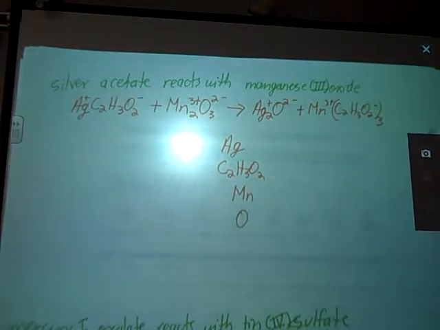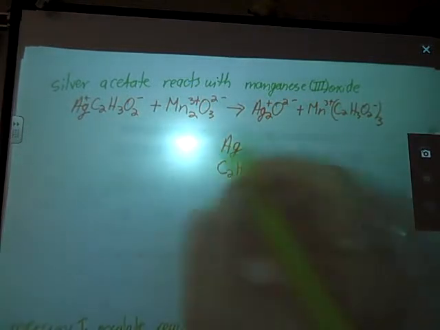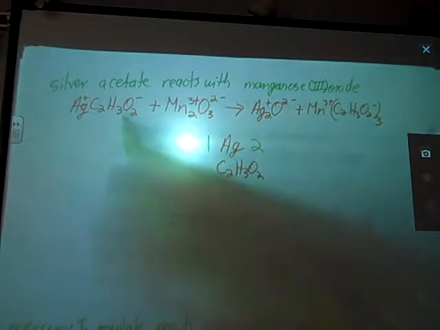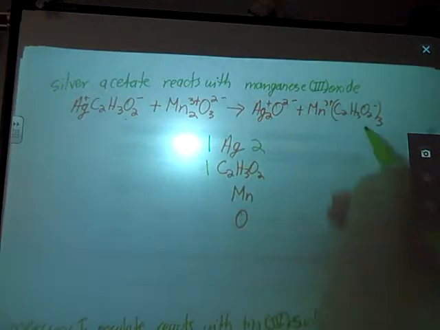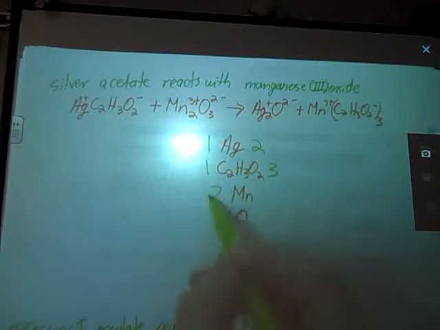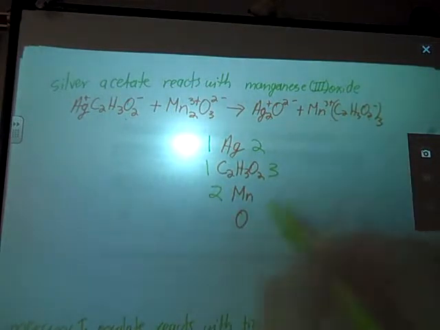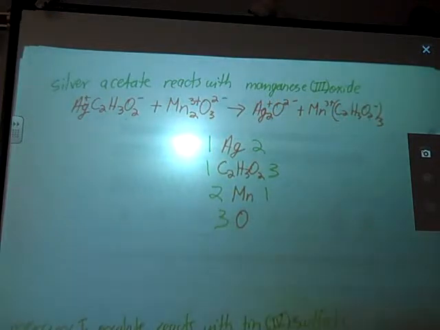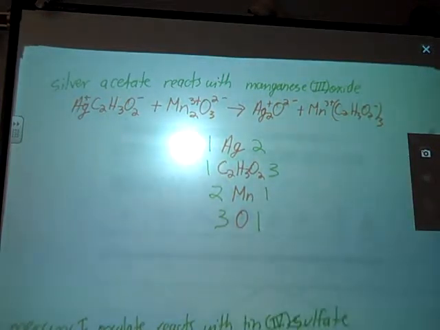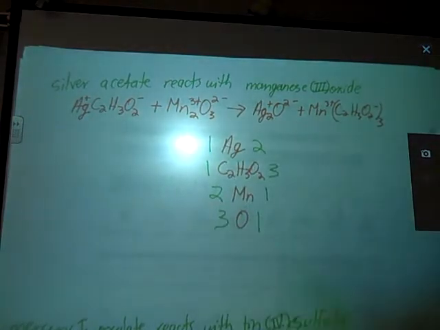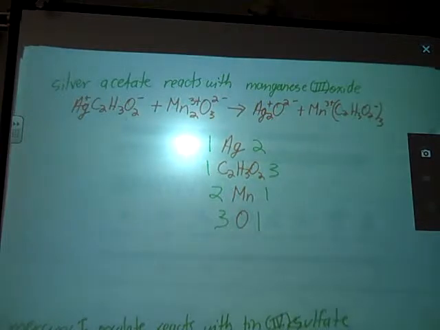Now we're going to count. 1 silver on the left, 2 silvers on the right, 1 acetate on the left, 3 acetates on the right, 2 manganese on the left, 1 manganese on the right, 3 oxygens on the left, 1 oxygen on the right. Now, in case you hadn't noticed, left side most definitely does not equal right side. So we got some work to do.